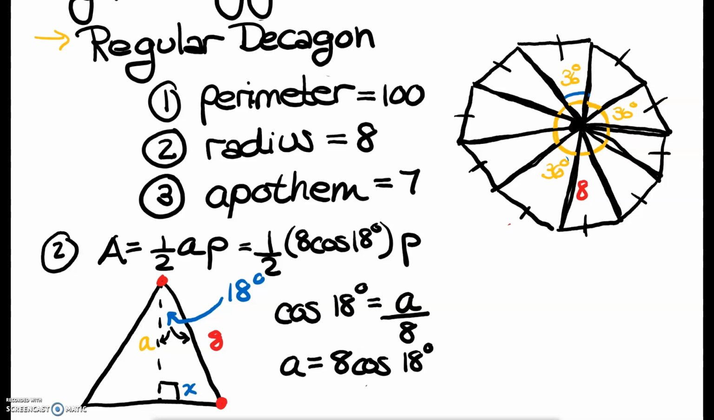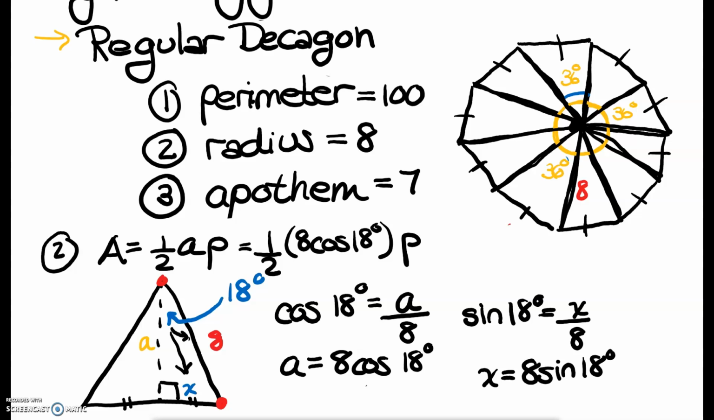So I need to find x, and remember, when we drop that altitude down, it splits the base of my triangle in half. So when I find x, I'm only going to be finding half of one of those sides. So again, I have the hypotenuse, but now x is the opposite side. So opposite and hypotenuse is the sine of 18 degrees equals x over 8. So when I multiply both sides by 8, I get x equals 8 sine of 18 degrees.